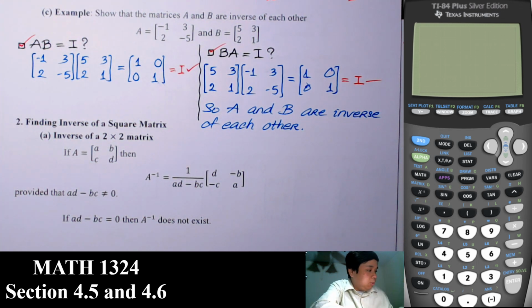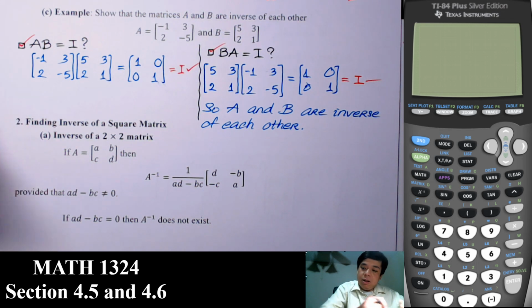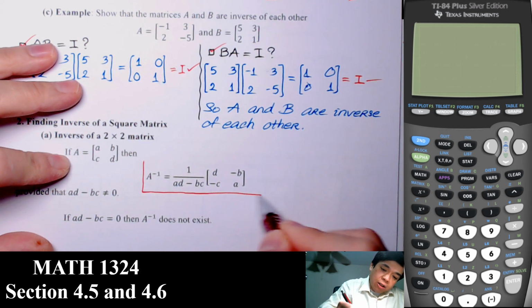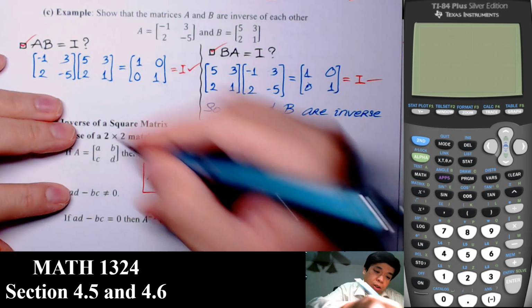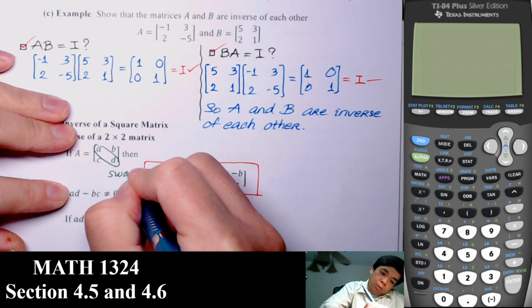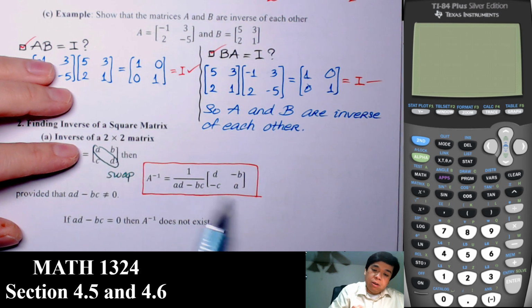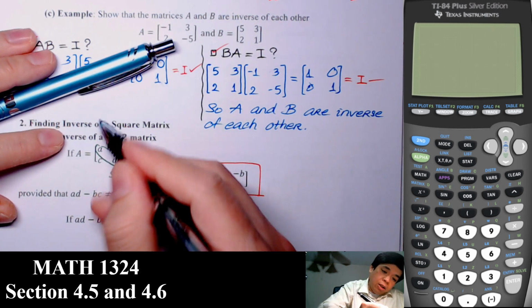Now let's find the inverse of a 2 by 2 matrix. There's a formula for the inverse of a 2 by 2 matrix. If we have the matrix A like that, we swap these two places, so D goes up and A goes down. And then for these two, we change the sign.